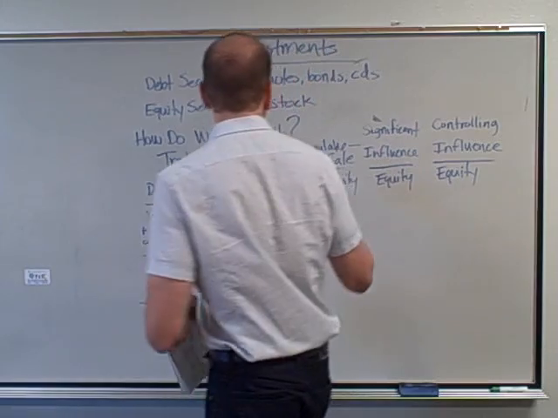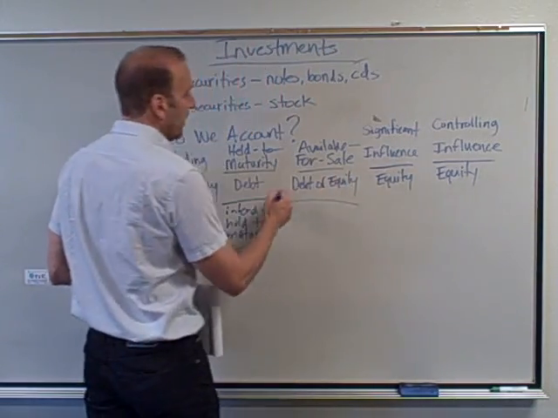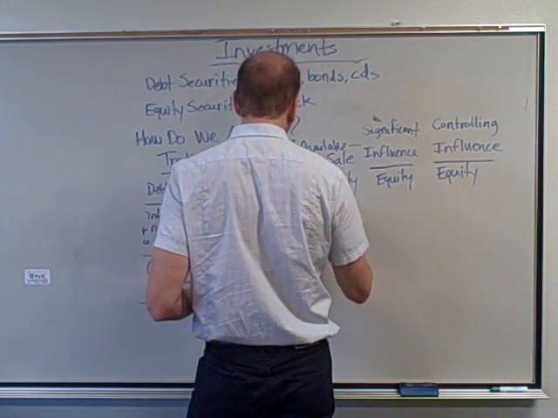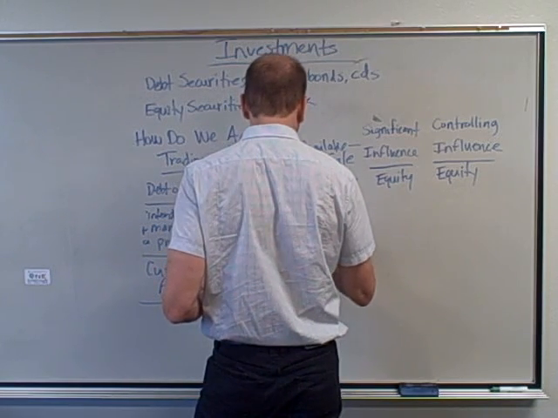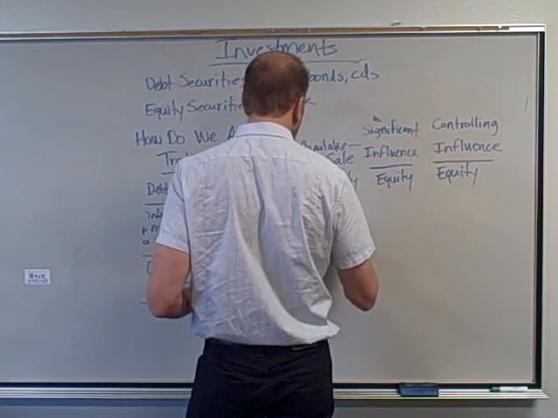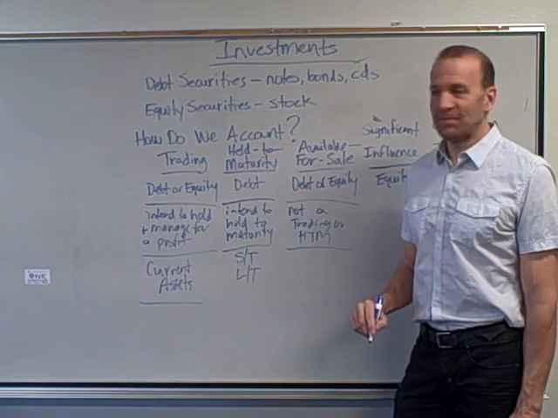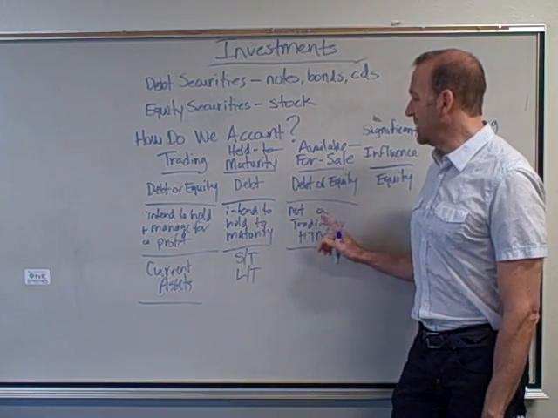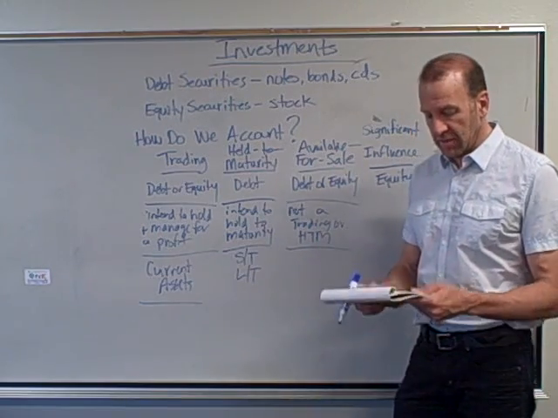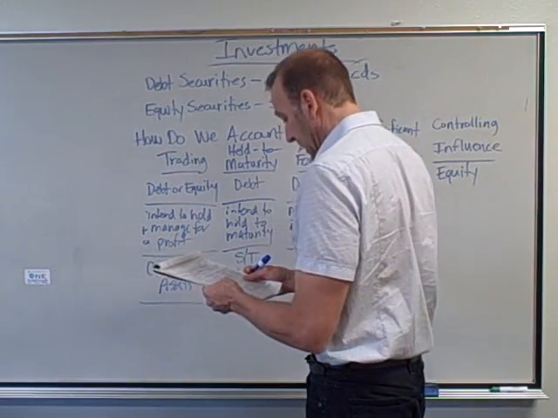All right. Our next category is available for sale, and it can be either debt or equity. Basically the definition for this is that it's not a trading or held to maturity, I'm going to abbreviate here, HTM, security. So if it's not a debt or equity security that's trading or HTM, then it would be categorized as available for sale.